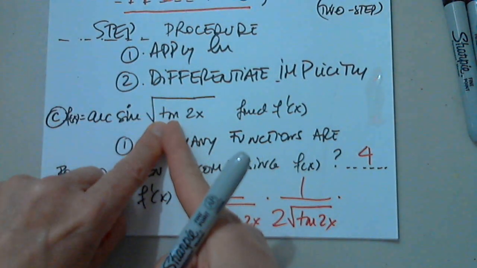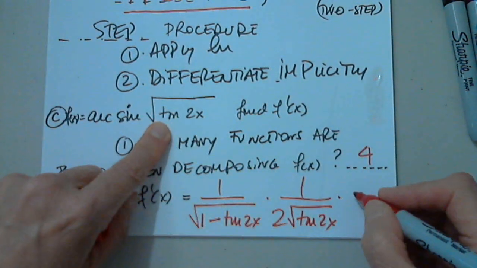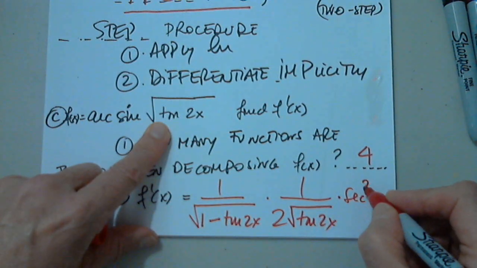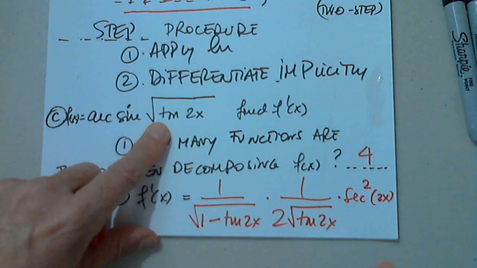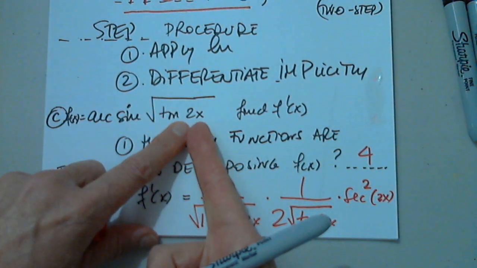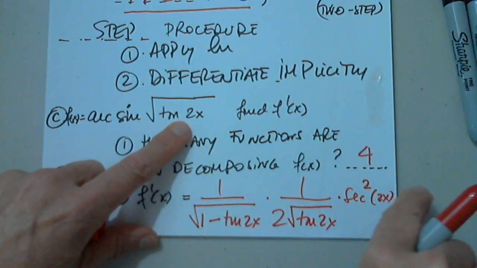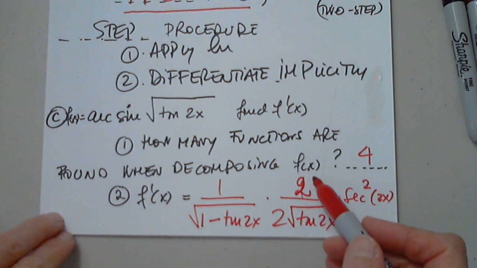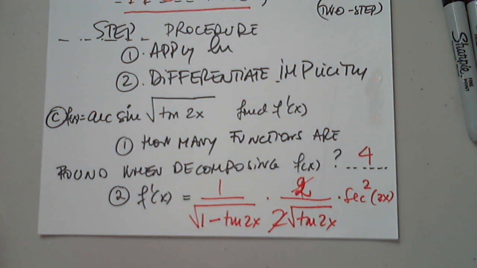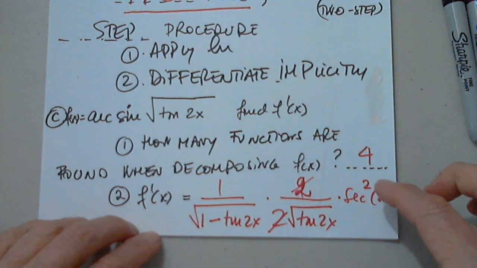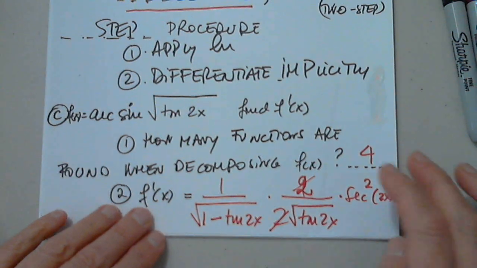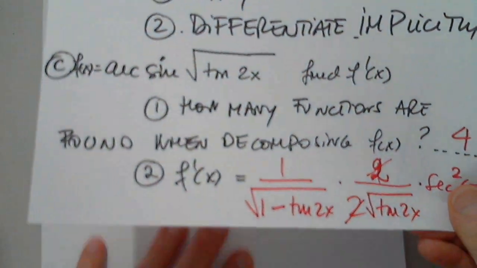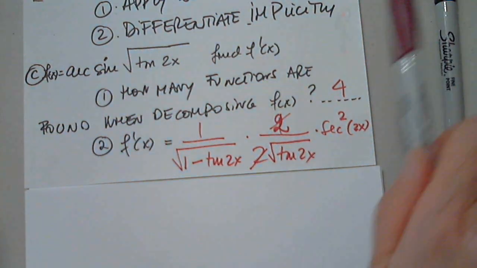Now times tangent 2x prime. Is that secant? Tangent prime is secant squared 2x times the innermost function prime. Because I always run out of room, I'm going to put it here. And yes, I will simplify these two. I will condense the function by putting secant squared 2x at the top and these two radicals side by side. And that's it. That's correct.